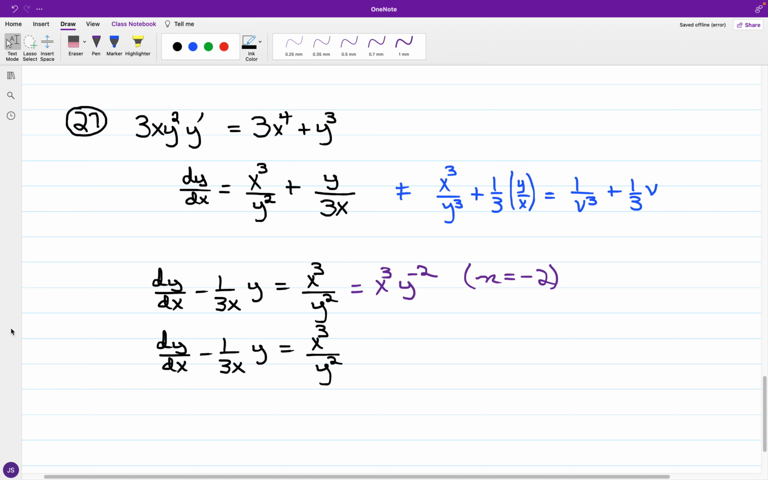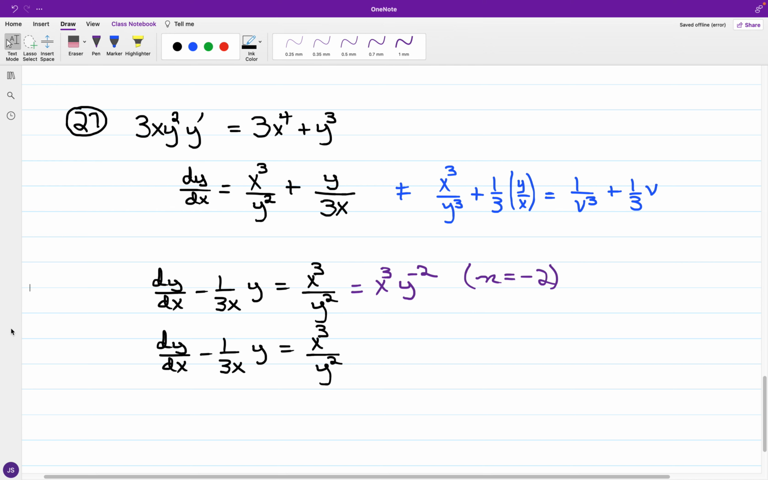Okay, for what we have in number 27, we're going to have a nonlinear Bernoulli equation, but I just want to stress once again for this problem that we do not have a homogeneous equation. We start out with 3x y squared times the derivative y prime, or dy over dx, equal to 3 times x to the fourth plus y to the third. Dividing by 3xy squared, and upon simplifying, we have the derivative set equal to x cubed over y squared plus y over 3x.